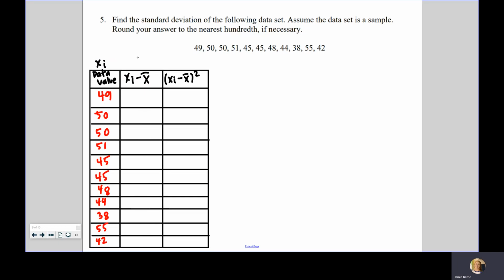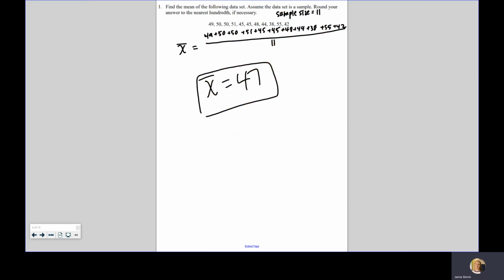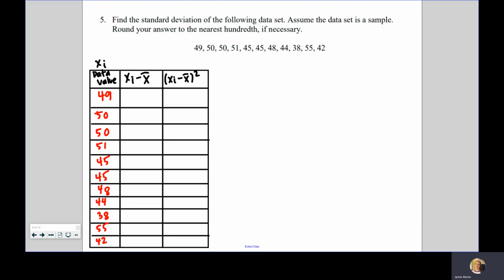All right, now for this next column, you need to know the mean. We just happened to find the mean already. We found the mean in number 1, that was 47. But if you don't already know the mean at this point, you need to go off to the side, add all of your data values up, and divide by the number of data values, or your sample size, to find the mean. But again, we found it earlier and we found that x bar was 47.